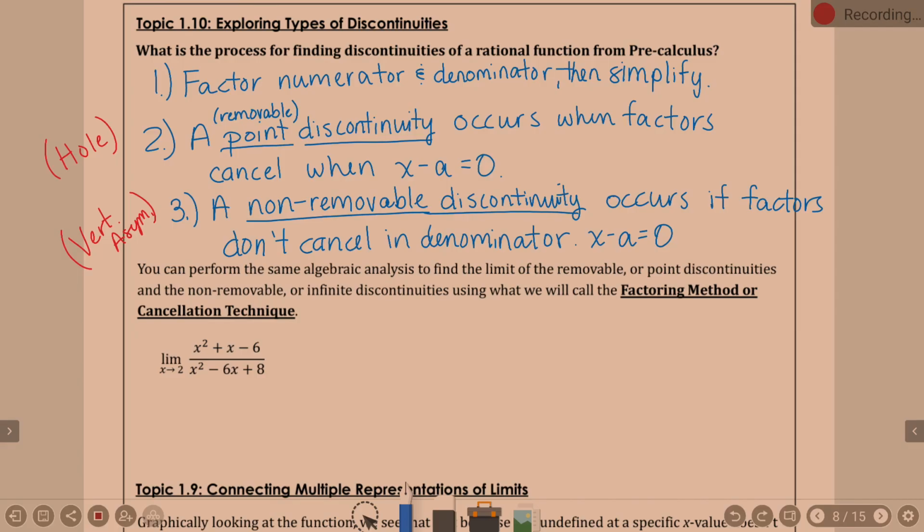So pair these up, right? Removable or point discontinuities, non-removable or infinite discontinuities. Because at this point, I'd say be familiar with all of it. Just know what the words mean. Anyways, what we can use here is our factoring method or our cancellation technique. So we've already talked about this a little bit.